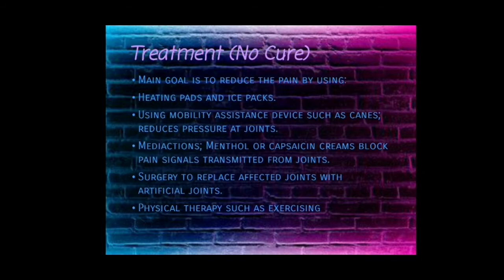Arthritis currently has no cure, but there are ways to treat arthritis. The main goal is to reduce the pain by using things such as heating pads and ice packs, and using mobility assistance devices such as canes. This will reduce the amount of pressure on joints. Medications such as menthol or capsaicin creams block pain signals transmitted from joints. Surgery can replace affected joints with artificial joints, and physical therapy such as exercising.